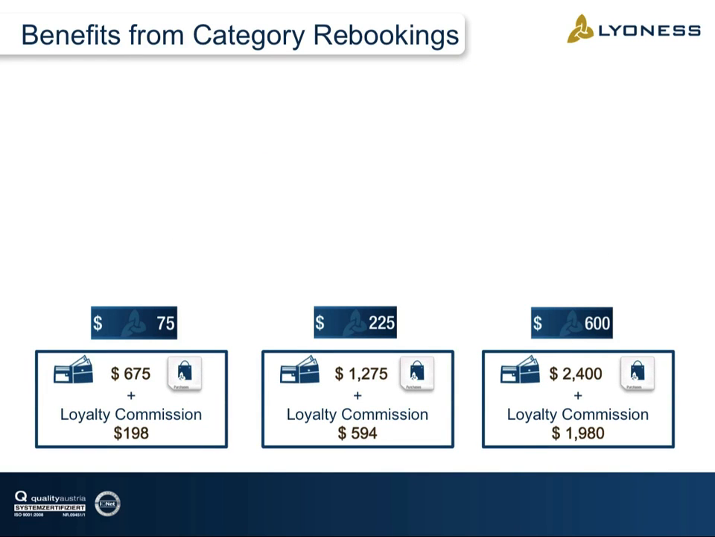And benefits from category rebooking. So let's say here you have a $175 unit. You can create shopping, credit, or cash, plus your $198 loyalty commission, which is always cash, after it finishes 35. Then you have a unit in accounting 2 worth $225 after 30, total of 60, pays out $1,275 plus $594. Same thing with accounting category 3 unit, $600 value, $25. It pays out all this income.